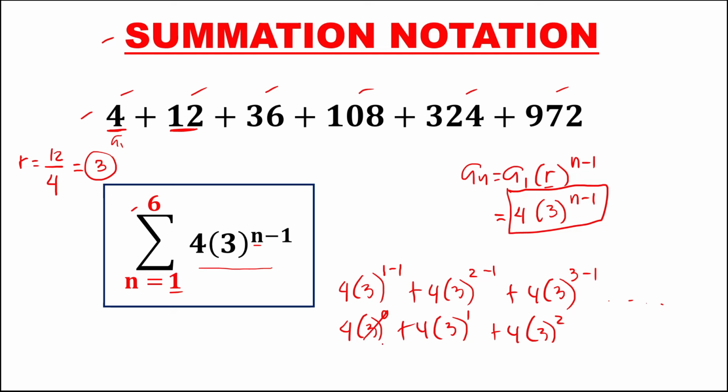So this is equal to 1, so 4 times 1 is 4. Then 4 times 3, this one is 12. 3 squared is 9 times 4, this one is 36. So therefore, this is now the summation notation for the given series.